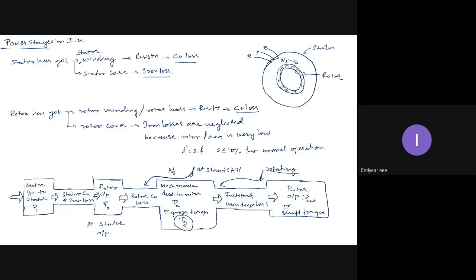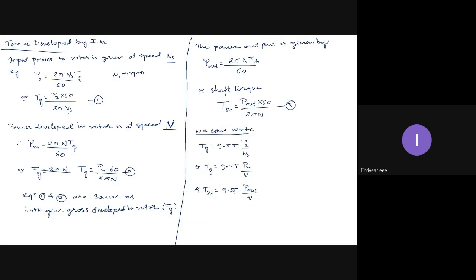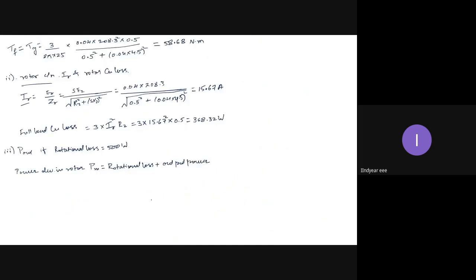Okay. So here, this is the power developed in the rotor. If I deduct the rotational losses, then I get power output. So power developed in the rotor PM is the sum of rotational losses and the output power. Okay. So now I know the rotational losses. I can calculate power developed. Therefore, P out is equal to PM minus rotational loss.